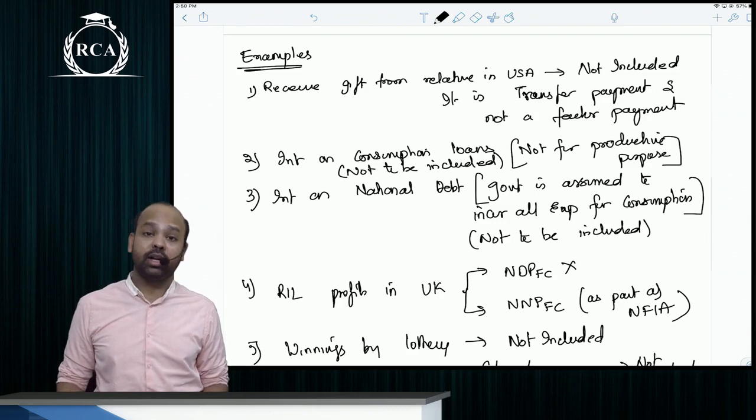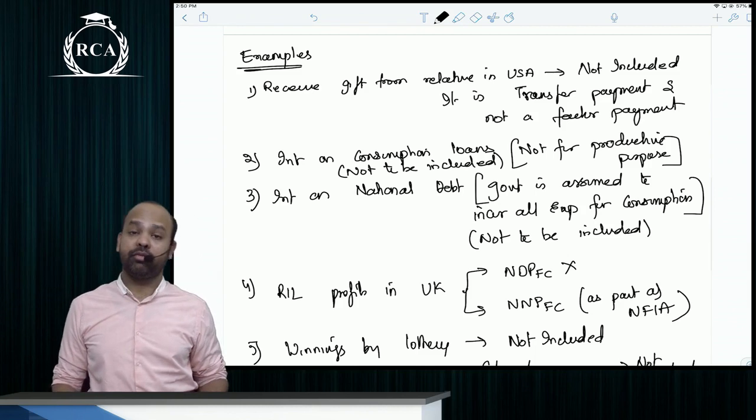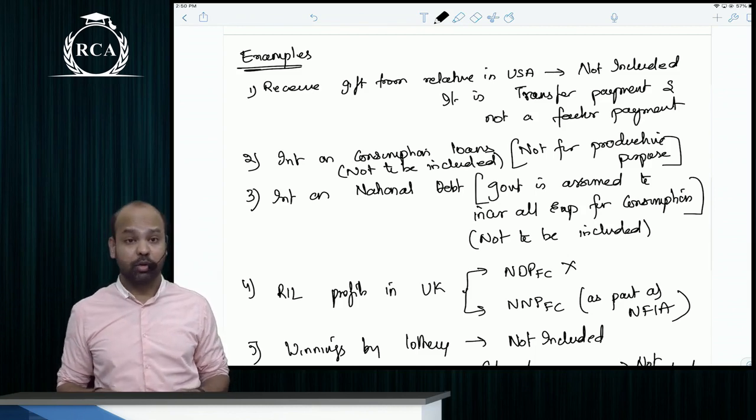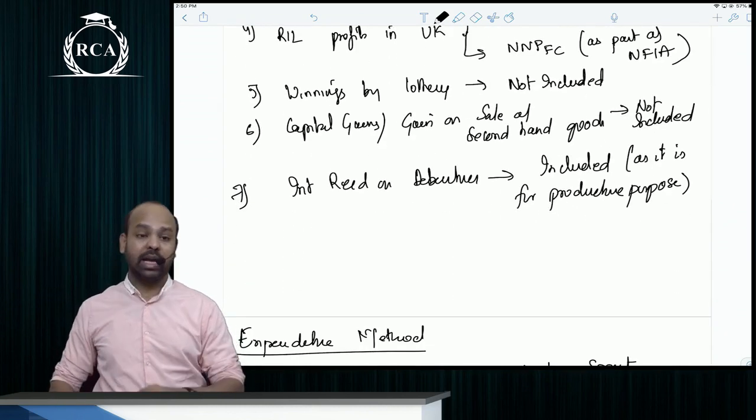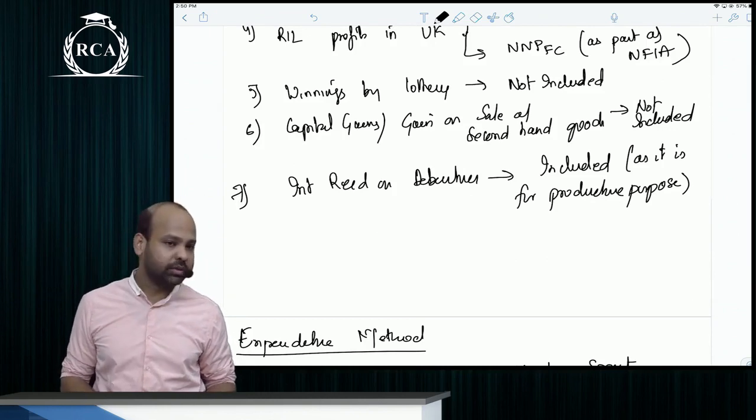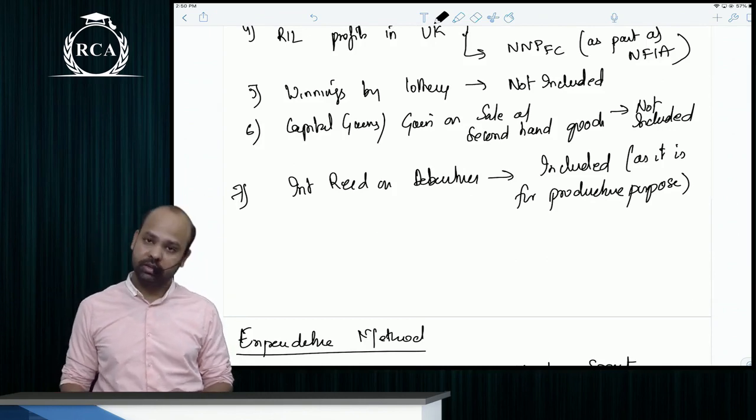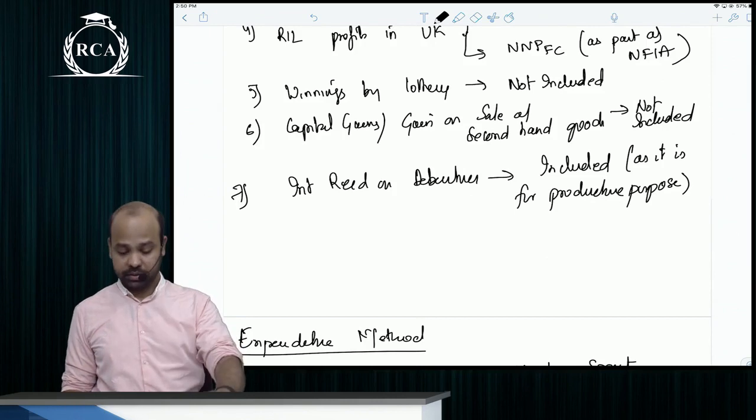If there is interest on national debt, not included. Government is supposed to spend only on consumption. If RIL has made profits in the UK, I said it is included in net national product, not in net domestic product. If there are any capital gains, such as sale of land and goods and services, not included. Interest received on debentures, included. It is for productive purpose.